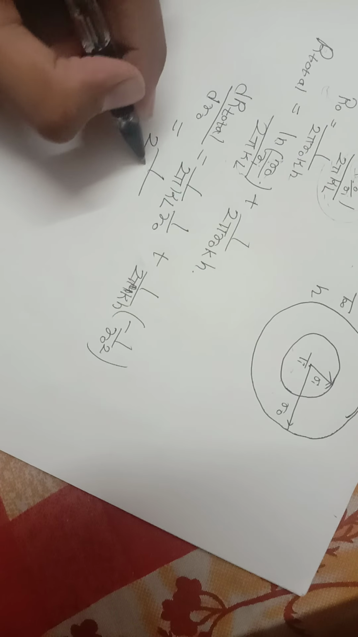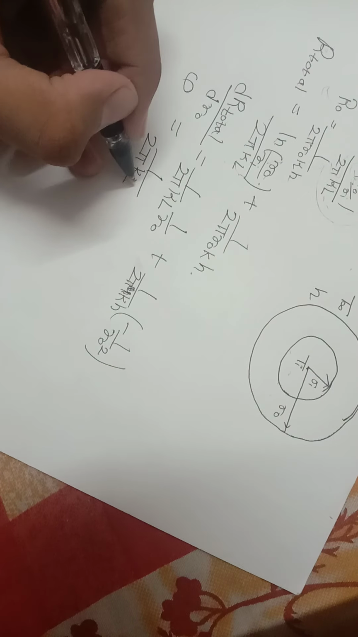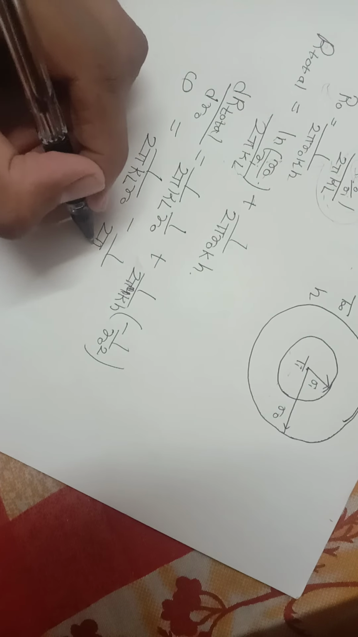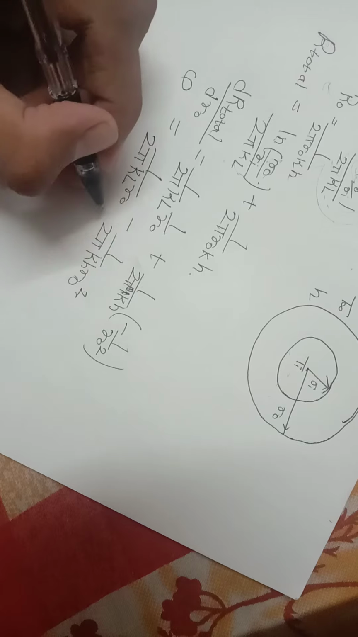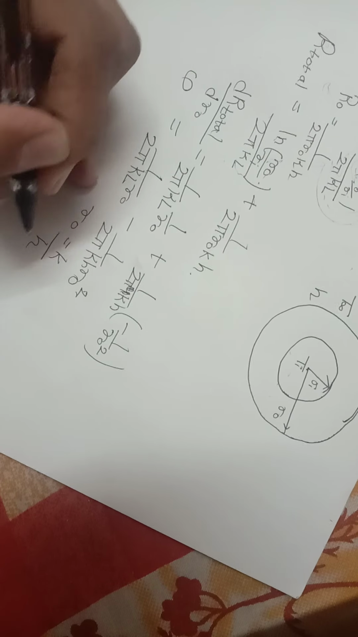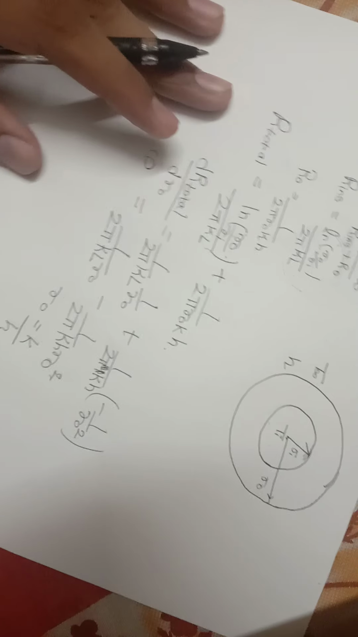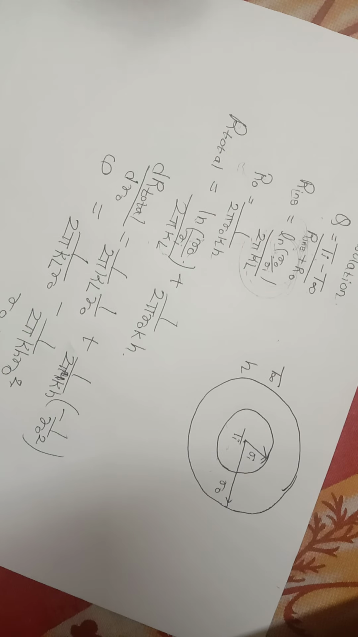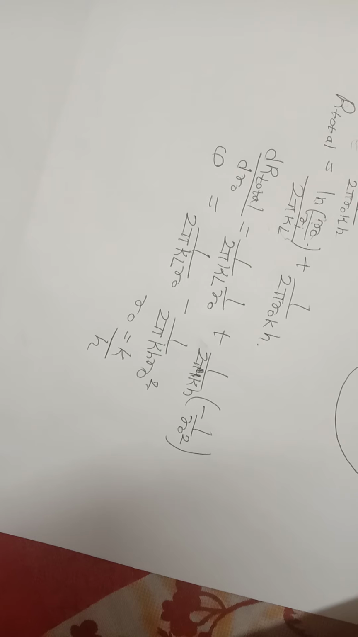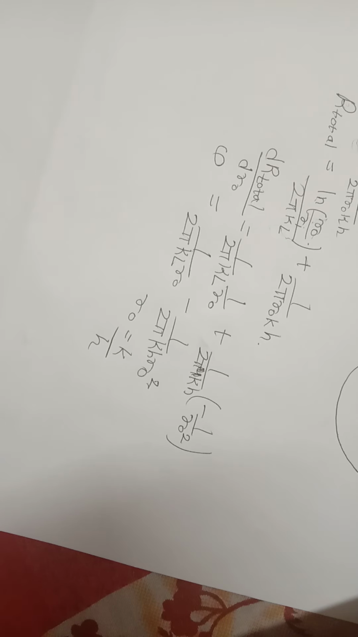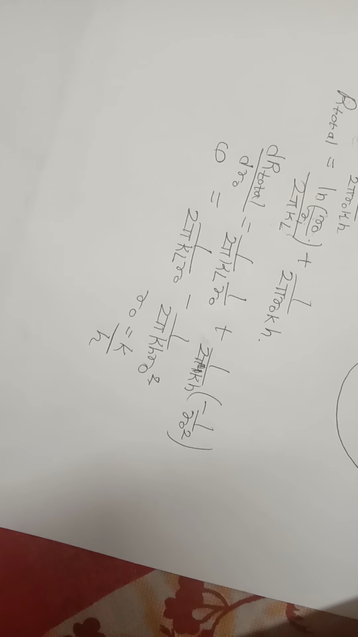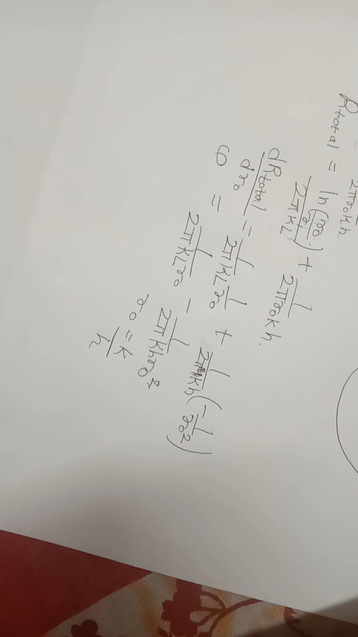So what we have got? 1 upon 2 pi KL times 1 by R naught minus 1 upon 2 pi h R naught square equals 0. So what will we get? R naught is equal to K by h. So this is the critical thickness of insulation. So with increase in insulation, what we have found out is that R naught increases. With increase of R naught, the thermal resistance of the insulated material will increase, and the outside surface temperature will decrease, thermal resistance will decrease.